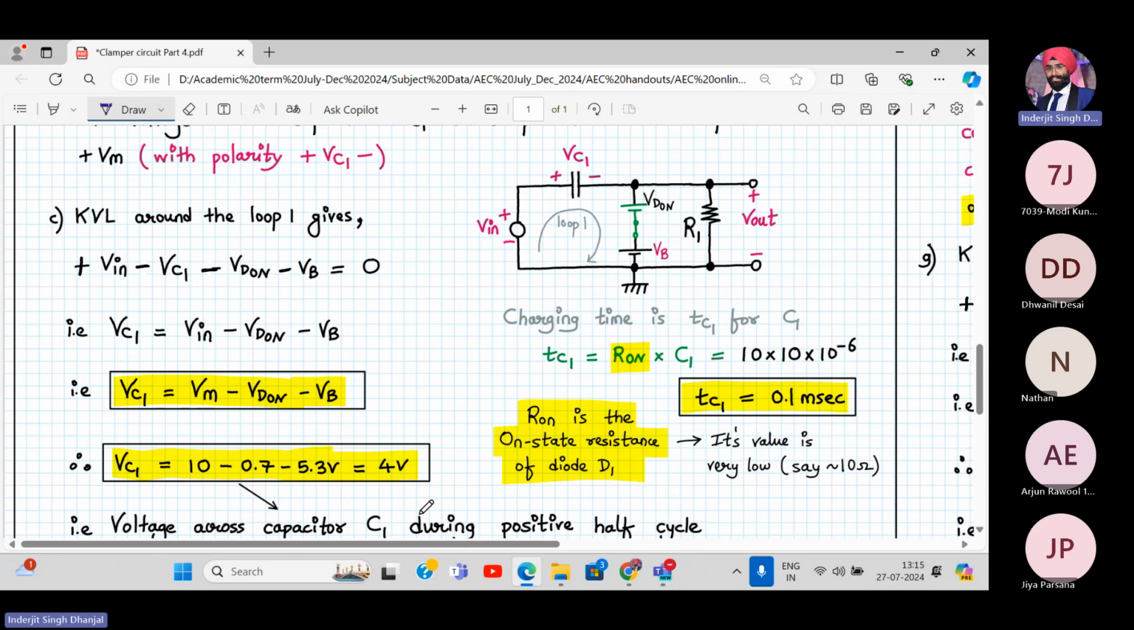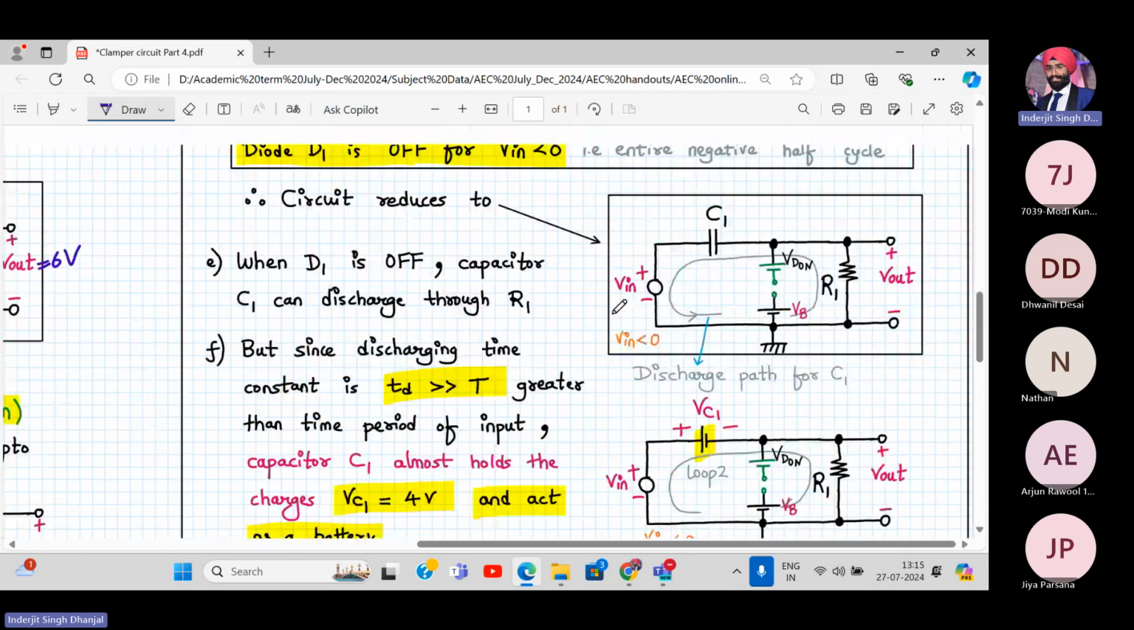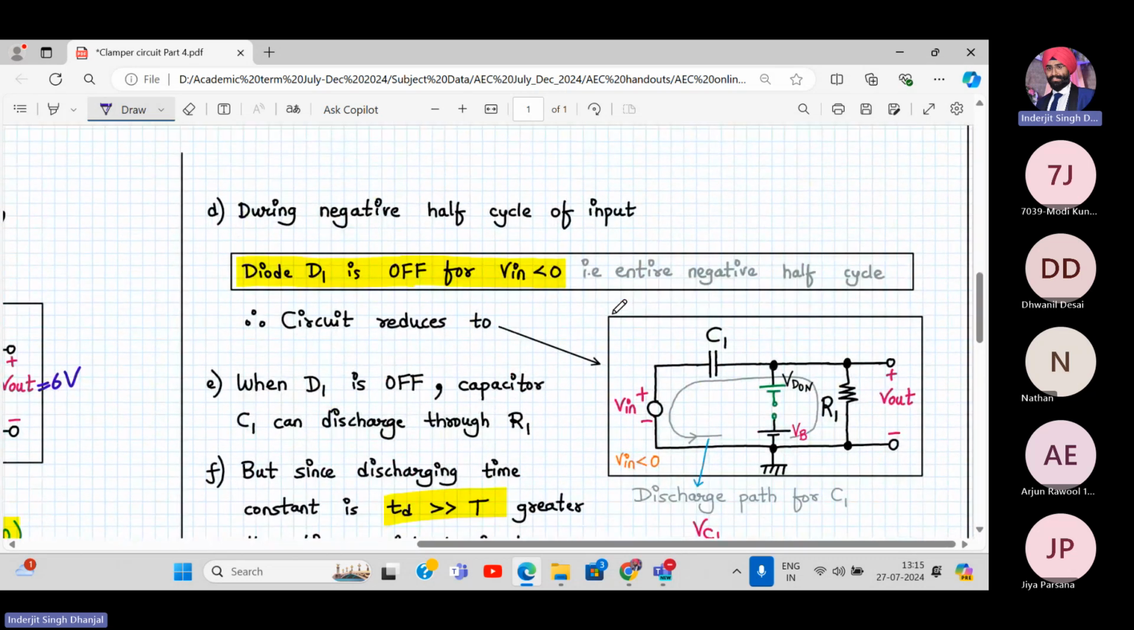VC1 is my clipping level actually, I mean clamping level. So not the clipping level. VC1 is the voltage across the capacitor during the positive half cycle. So it is charged up to 4 volt. Let's see what happens during the negative half cycle. During the entire negative half cycle, the diode remains off. Okay, so it will be replaced with an open circuit.